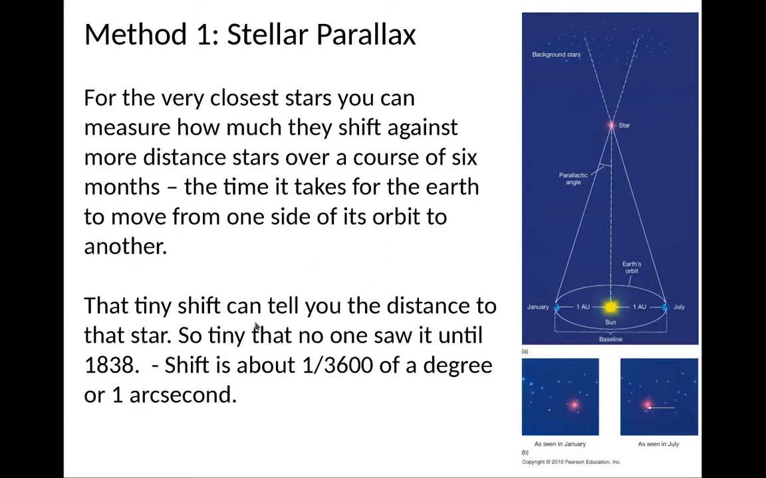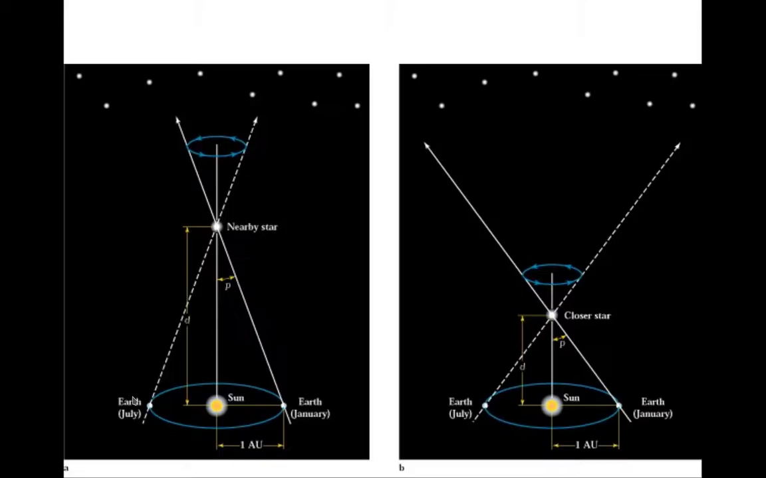This shift is very tiny. In fact, it's so tiny that no one saw it until 1838. The shift is about 1/360,000 of a degree, or about 1 arcsecond.